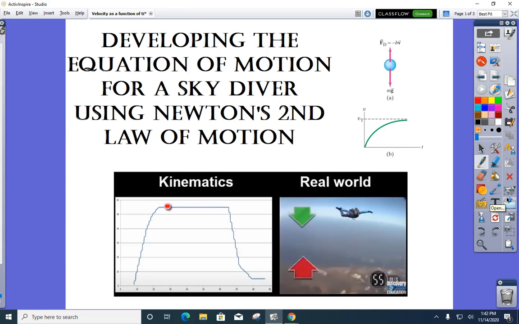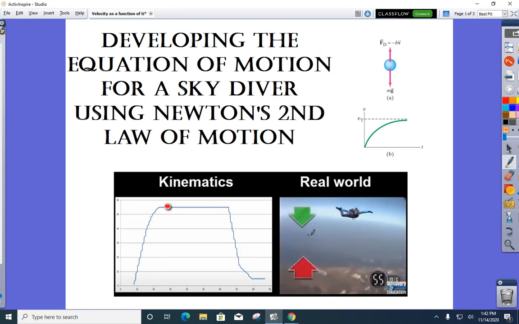Okay, in this video, we take a look at how we might develop the equation of motion for a skydiver using Newton's second law of motion. Before we begin, I want to take a quick little video from Discovery Education and show you what's happening to the skydiver as they fall through the air. So let's take a quick look at a short video.